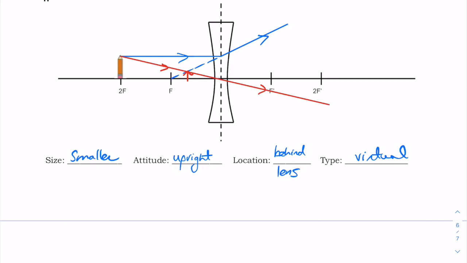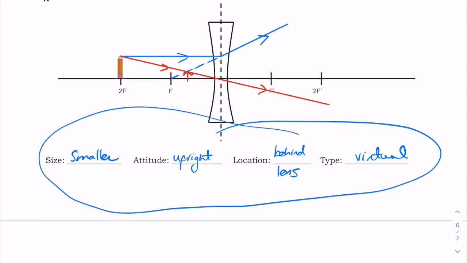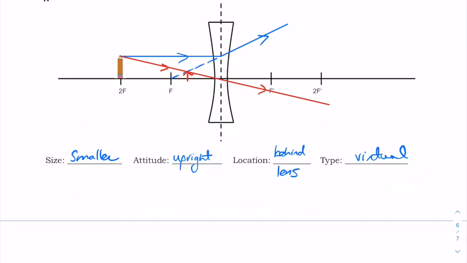So everyone, images formed by diverging lenses are always going to share these four characteristics. That's true for all images formed by diverging lenses, but not so with images formed by converging lenses.